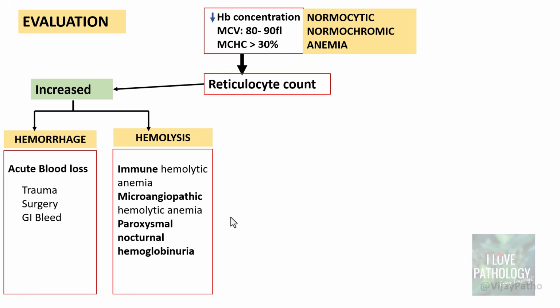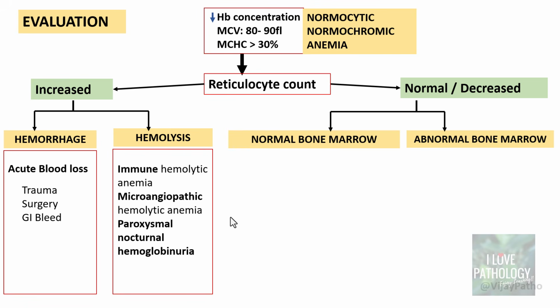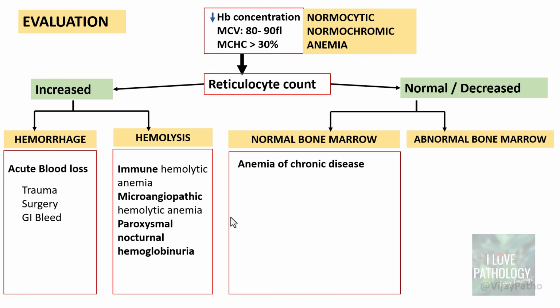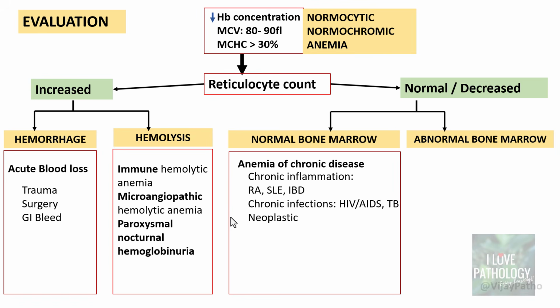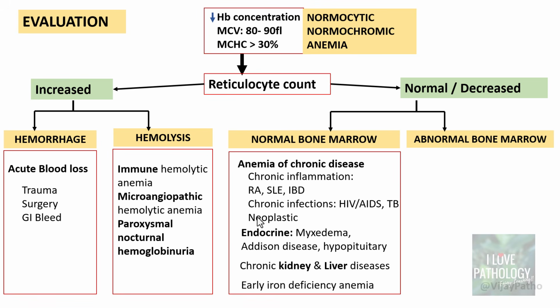Now, conditions where the reticulocyte count is normal or decreased, we can think of conditions where the marrow would be normal, like anemia of chronic disease. The bone marrow is normal in the sense that it's not hyperproliferative. It can be normal or decreased production, for example chronic inflammation, rheumatoid arthritis, chronic infections, HIV, AIDS, TB. It can be because of tumors, endocrine causes, chronic kidney and liver diseases, and early iron or vitamin B12 deficiency anemias.